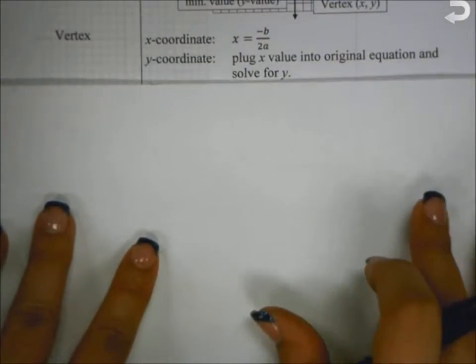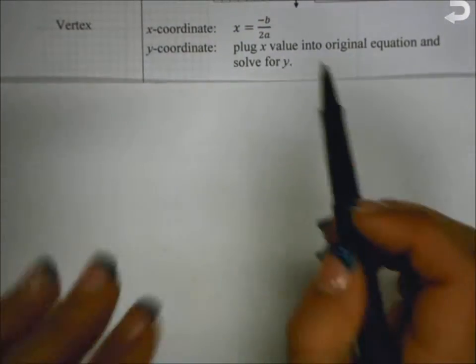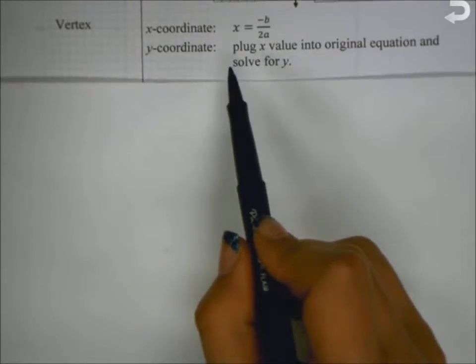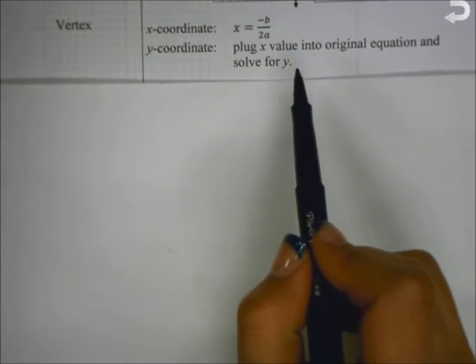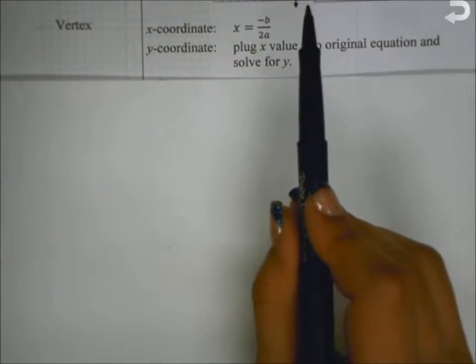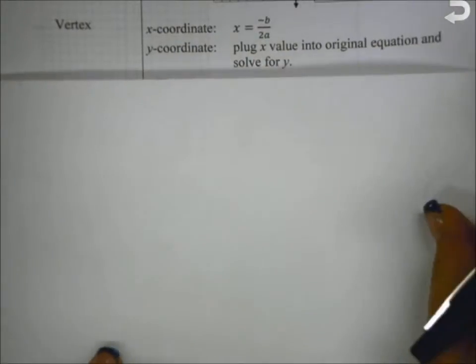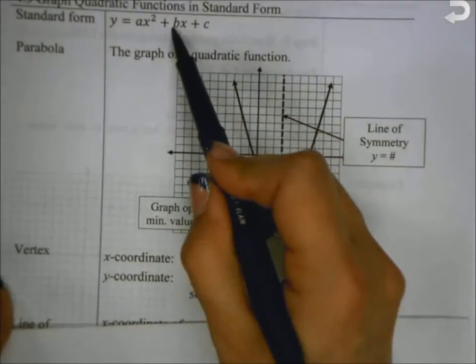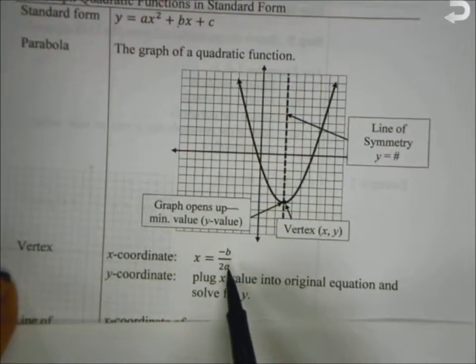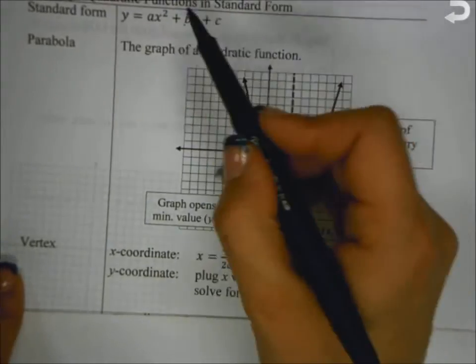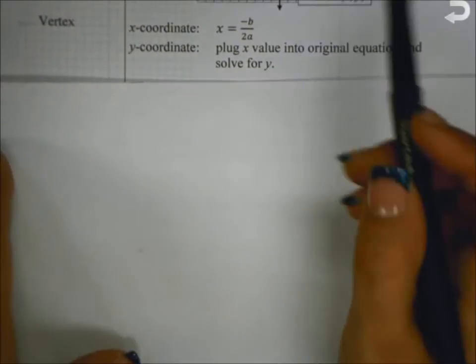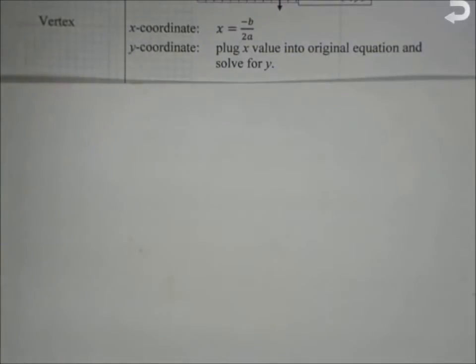After we find the x-coordinate of the vertex, we just plug it back into the original equation for x, and we solve for y. So we just substitute it back in. We use a and b from standard form to find the x value. Once we find the x value, we plug that back into the equation, and we'll be able to solve for y. And that's going to give us the point of the vertex. So we'll be able to graph one point on the parabola just from the equation.